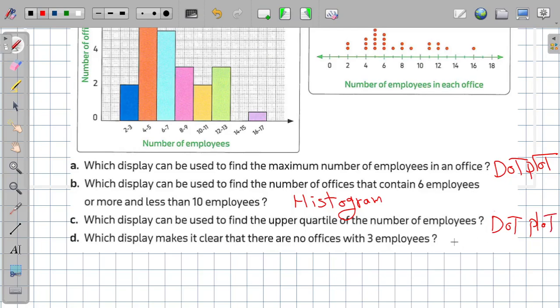Next, I want to know which display makes it clear that there are no offices with 3 employees. I think we cannot know this information from the histogram. So I think the way that makes it clear there are no offices with 3 employees is the dot plot. Okay.